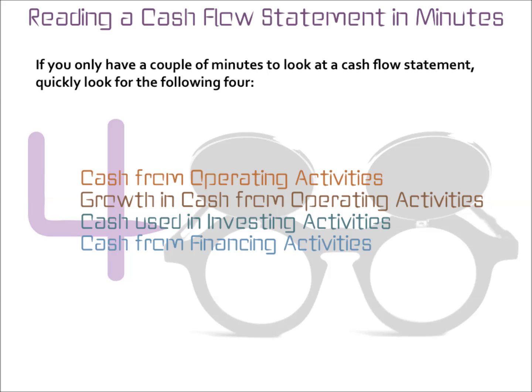If you only have a couple of minutes to look at a cash flow statement, quickly look for the following four: cash from operating activities, growth in cash from operating activities, cash used in investing activities, and cash from financing activities.